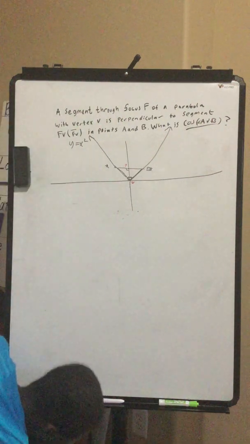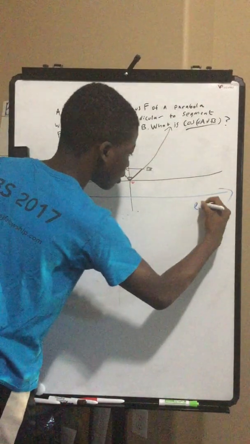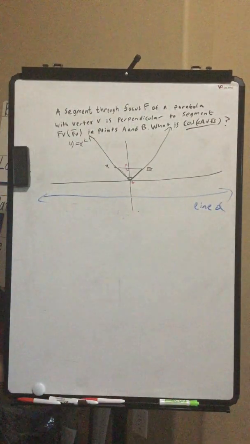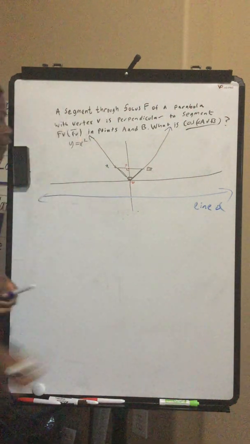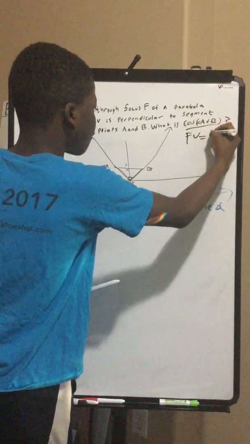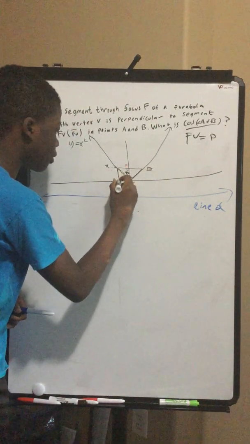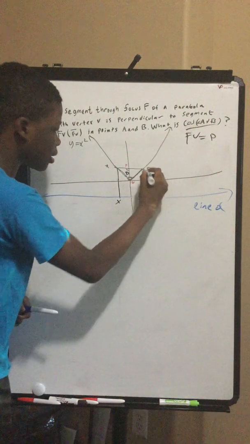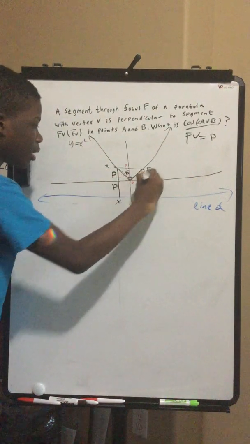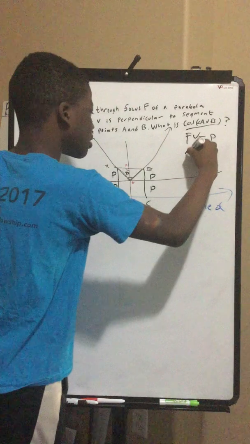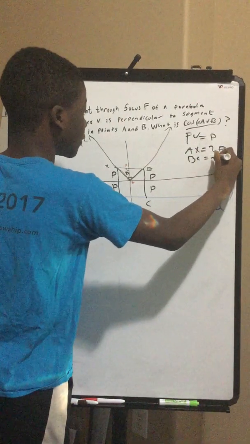So let's add the directrix in another color. Let's just say this is the directrix, and we're going to call it line D, for directrix. And if we classify the length of FV as P, so FV is equal to P, and we drop a perpendicular down and say this is point X, and we drop another perpendicular down and say this is point C, we know that AX is equal to 2P, and BC is equal to 2P.